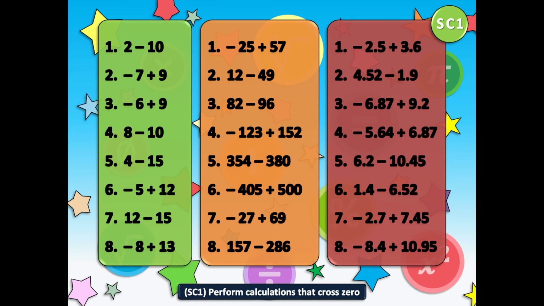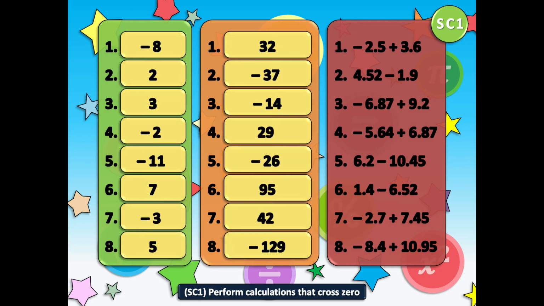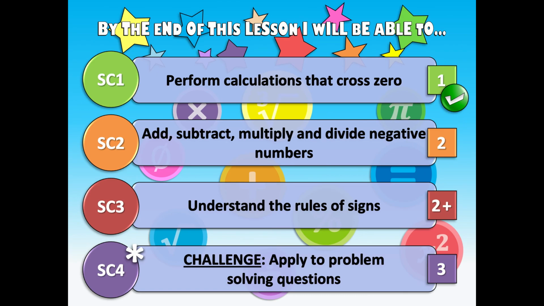Here's some questions for you to have a go at. Pause the video, and when you're ready to mark your work, press play. Here are your answers. So there's your green answers, there's your amber answers, and there's your red answers. So now we've completed success criteria 1.